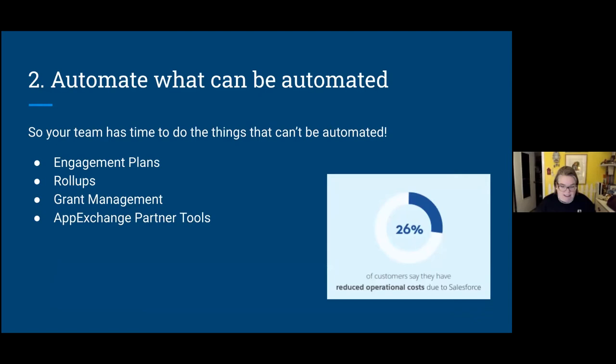Secondly, important tip, automate what can be automated. That way your team has the time to do the things that can't be automated. In the latest report, 26% of customers said that they reduced operational costs due to Salesforce. There are so many built-in automations that can be leveraged in Nonprofit Cloud. Engagement plans is probably the unsung hero that folks don't realize can be set up, used as a reminder.